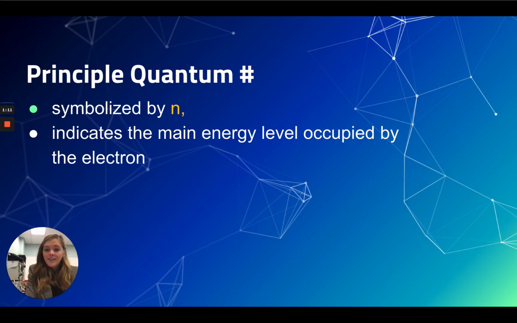And you've seen these shells in your POGIL. We know that we have n=1, 2, 3, 4, and 5. And so depending on what the n is, dependent upon the principal quantum number, it tells us the main energy level that something is in. If you have a larger n, it's further away from the nucleus.